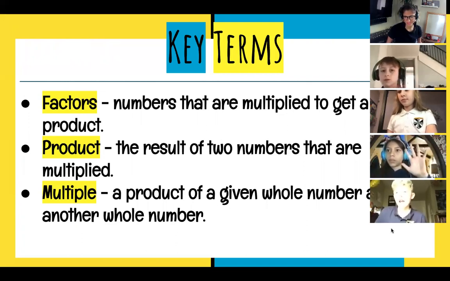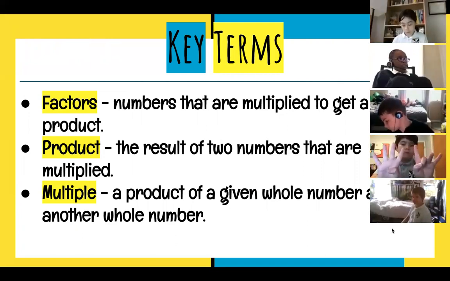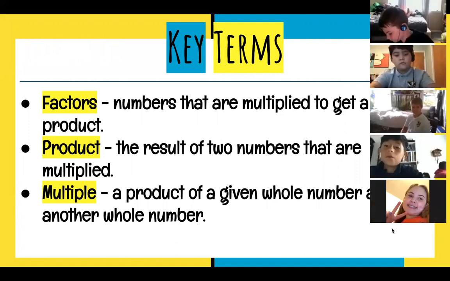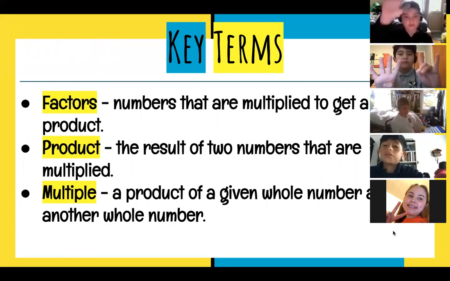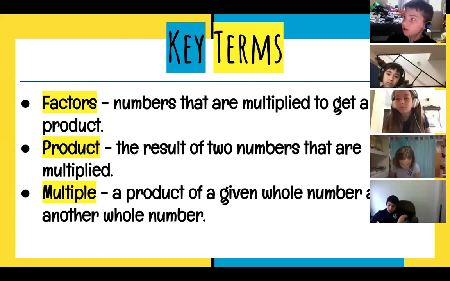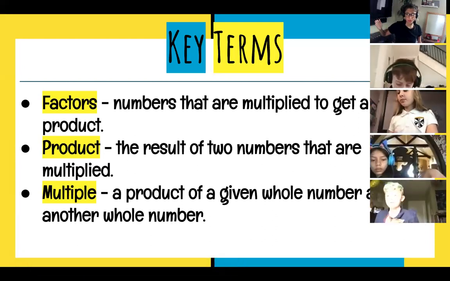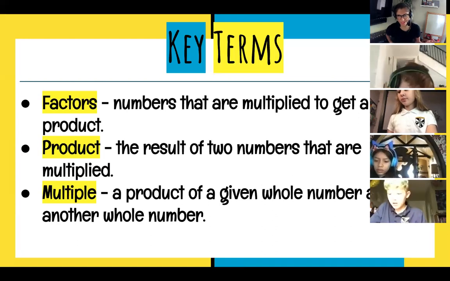Lenny? 2 and 2. But what if I said, what are the multiples of 4? What are the multiples of 4? Aiden? Aren't they like 8, 16? Yes. 20, 24, 28, 32. Exactly, exactly. So the multiples would be all of the possible products you would get using 4 as a factor.